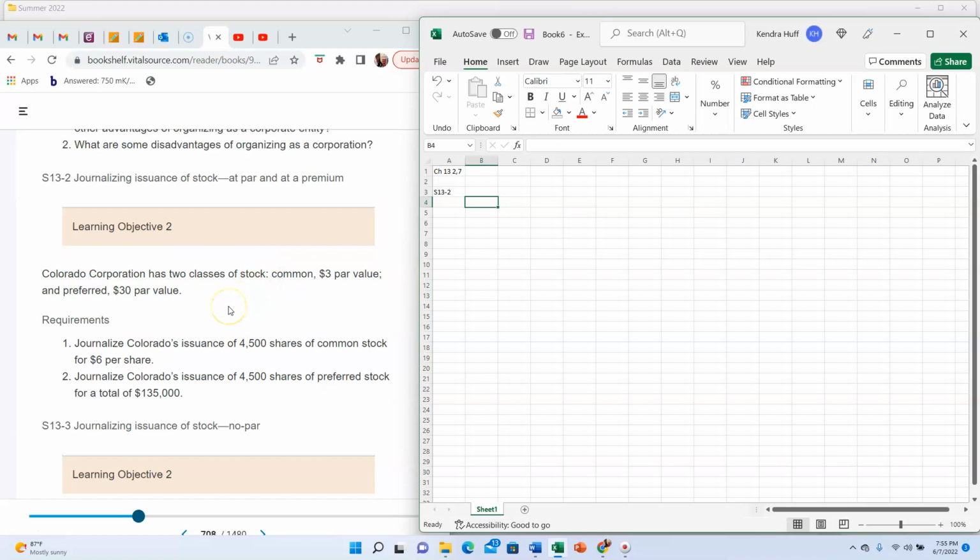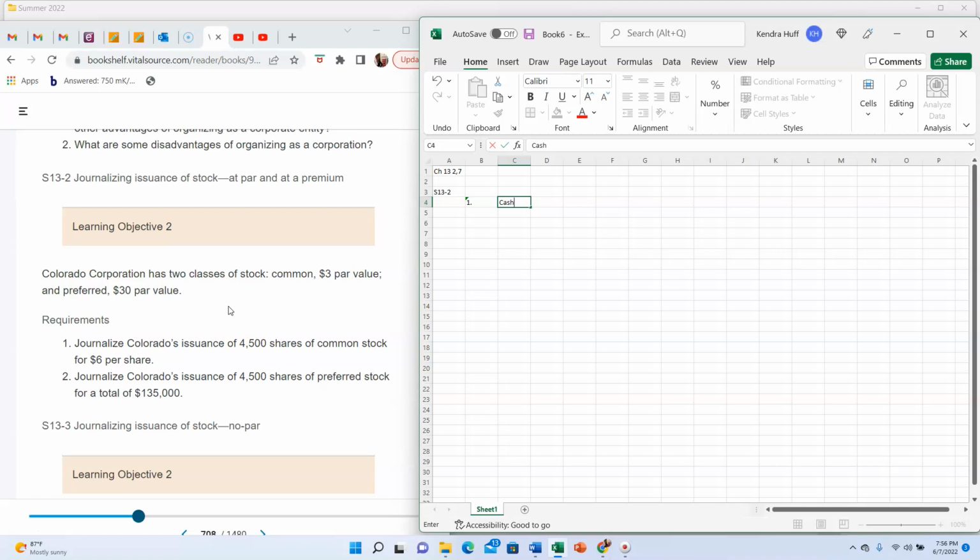All right, Colorado Corporation has 2 classes of stock: common with a $3 par value and preferred with a $30 par value. Journalize Colorado's issuance of 4,500 shares of common stock for $6 per share.